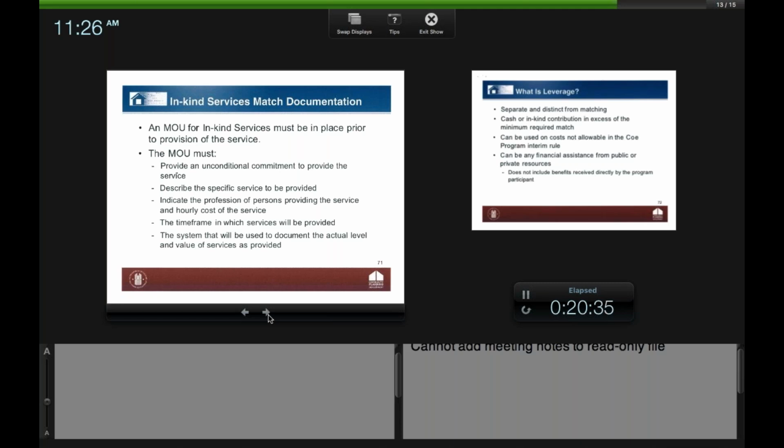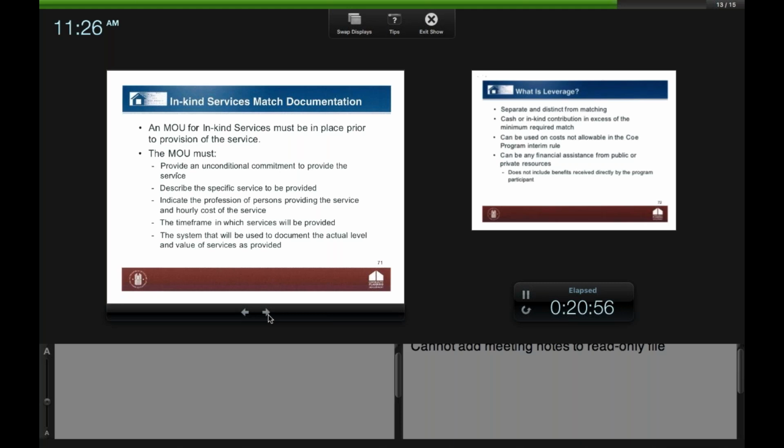The MOU must also describe the specific service that is to be provided. And again, that has to be an eligible service under subpart D and eligible uses. It indicates the profession of persons that are providing the service and the hourly cost of that service.